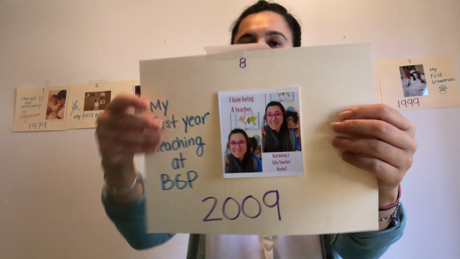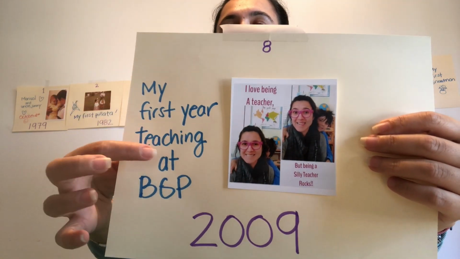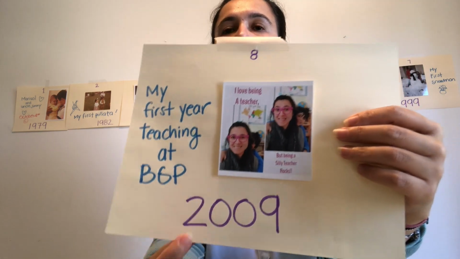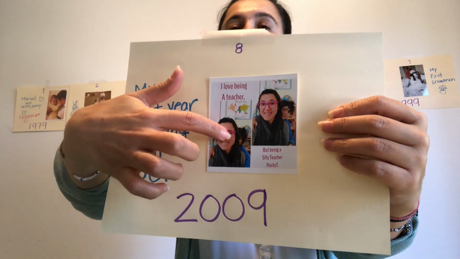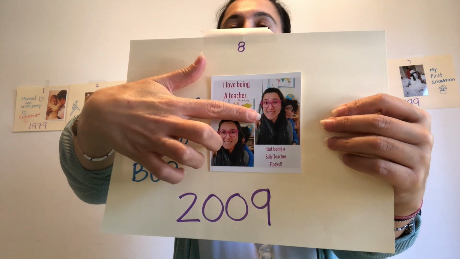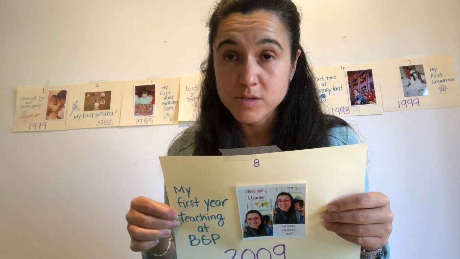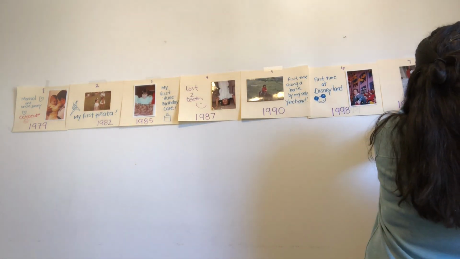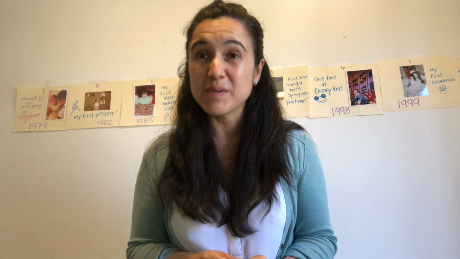Next, number 8, it says, my first year teaching at BGP, Butterfly Garden Preschool. 2009. And here it's me and a student. His name is Franklin, and we're in my classroom joking because he was very silly. Okay, that happens.